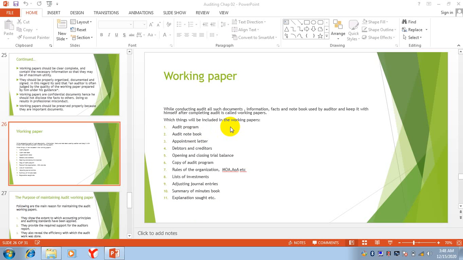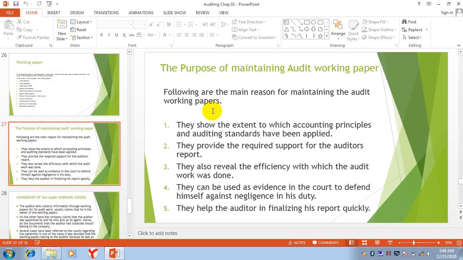Then the purpose of maintaining audit working paper. What is the purpose of why we are keeping the working papers? Why do we need these working papers? So the following are the main reasons for maintaining the audit working papers.